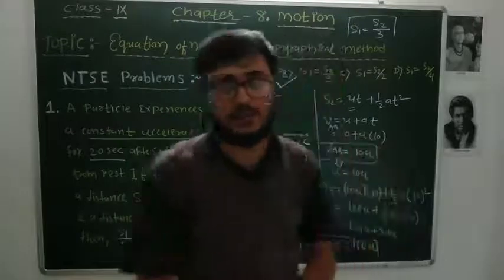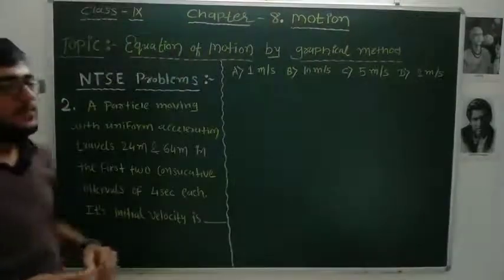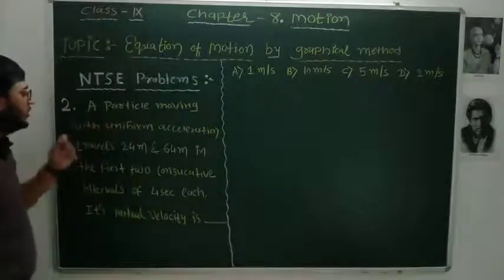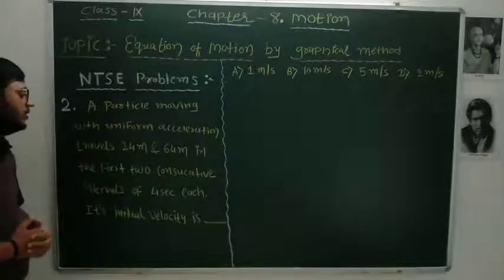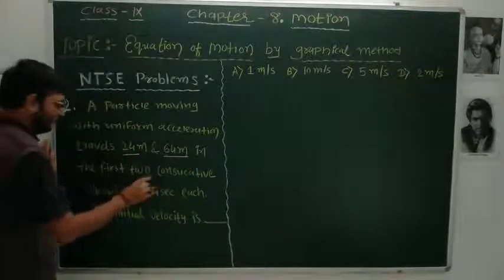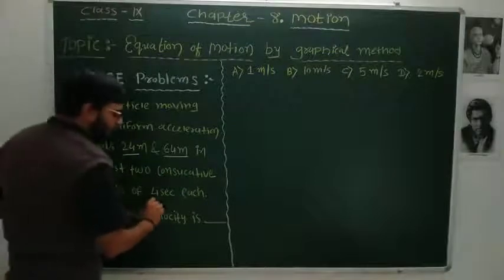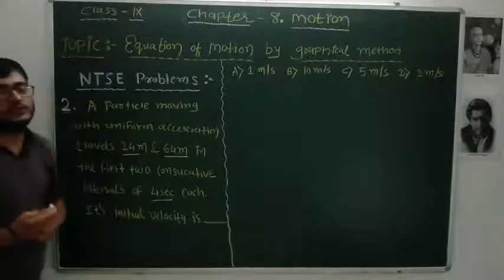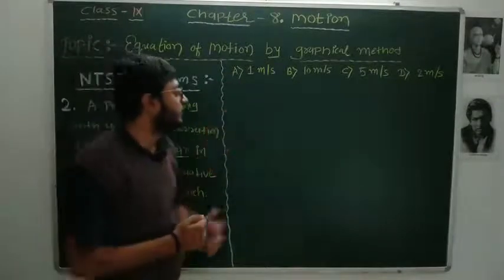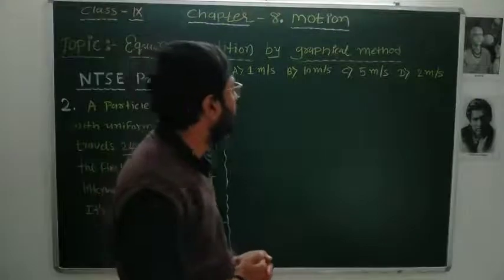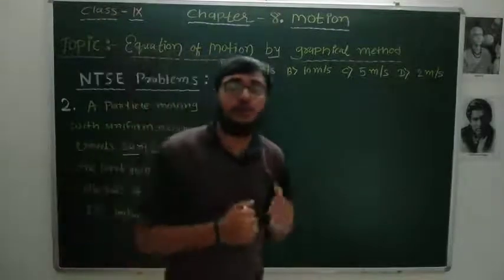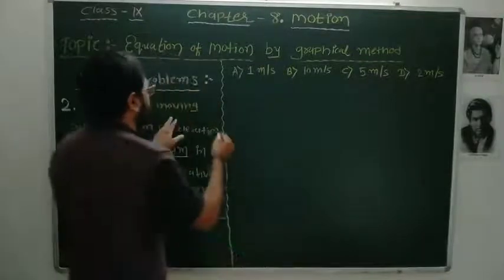numericals from the NTSE examination. Now we try to solve another sum of NTSE: a particle moving with a uniform acceleration travels 24 meter and 64 meter in the first two consecutive intervals of 4 seconds each. Its initial velocity is: option A is 1 meter per second, option B is 10 meter per second, option C 5 meter per second, and option D 2 meter per second. So what will be the answer? Let's find out the solution.